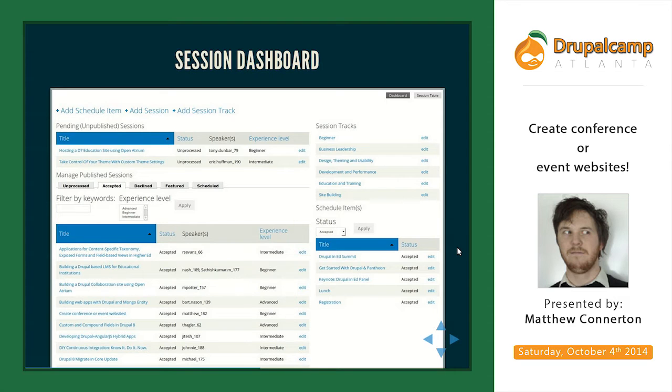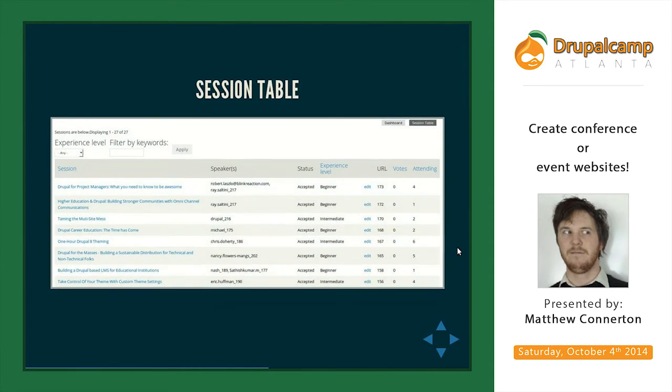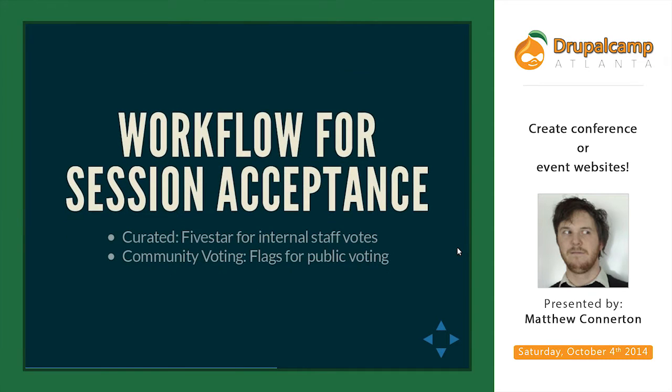And then in the top right-hand corner next to the dashboard, we have session table, which is just a nice table view where you can quickly filter and search for sessions, the keywords, their status, the experience level, edit links, if there's been votes on them, and if anyone's flagged them as attending. So just a nice admin view that you can come in and tweak if you add some different fields to.